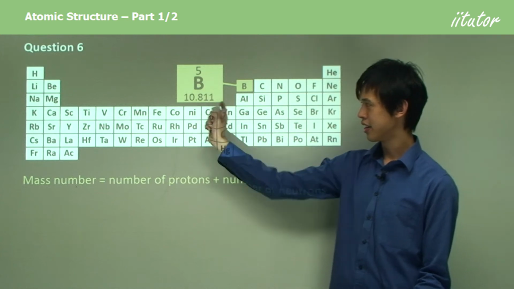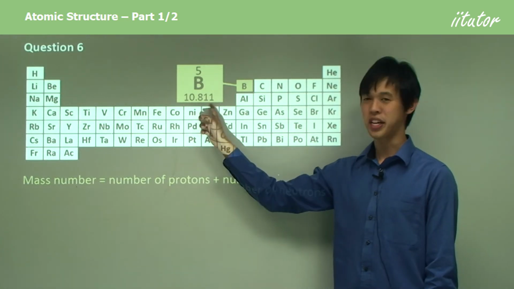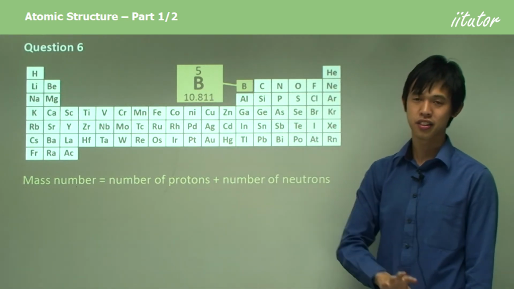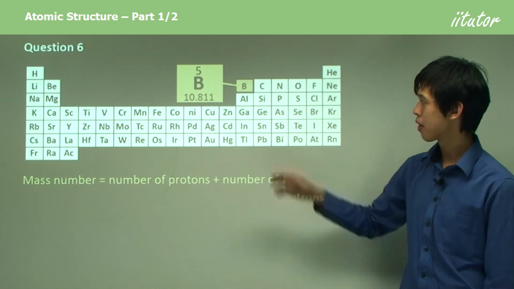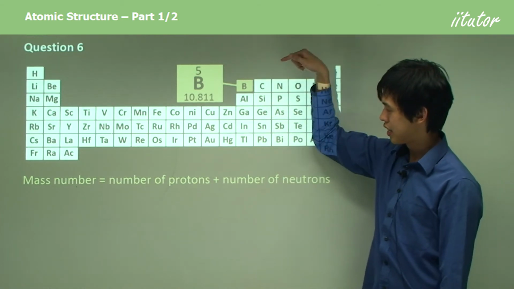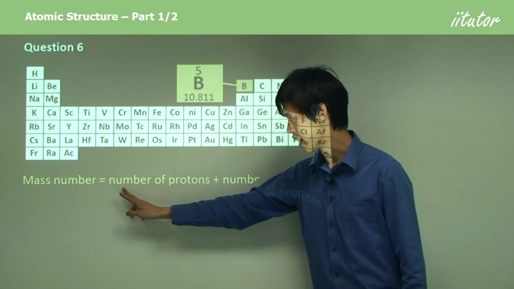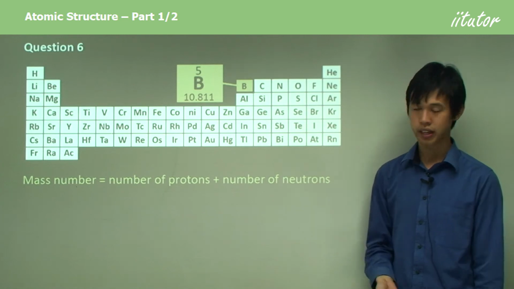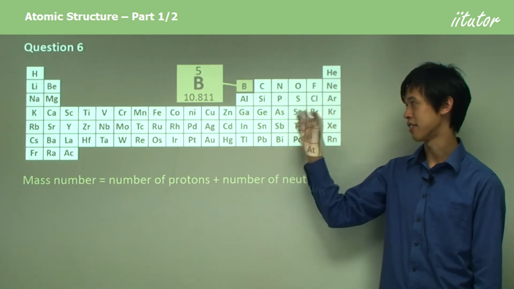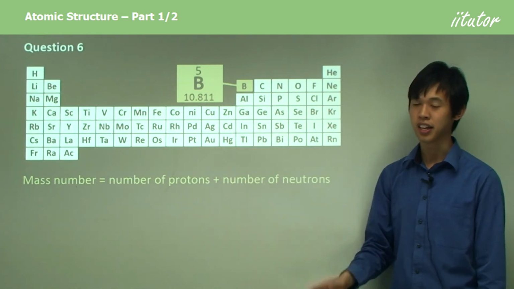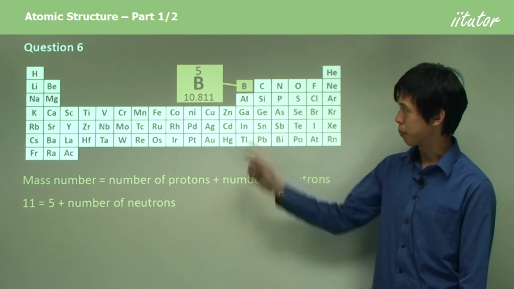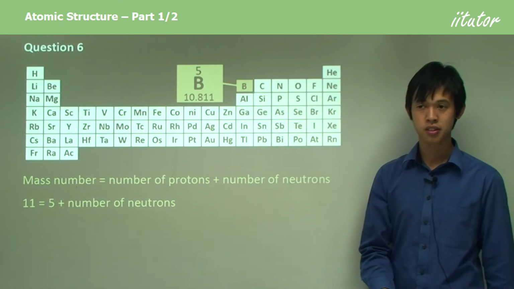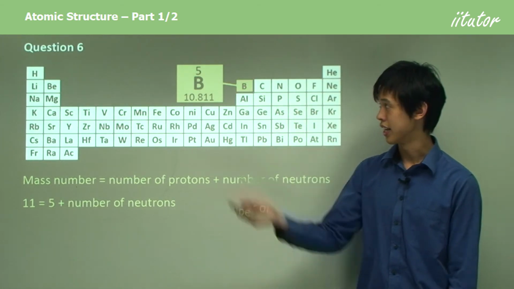You can see this atomic mass is pretty close to 11, and there's a reason why it's different, but we'll cover that in future lessons. So boron is here, and the mass number is the number of protons plus the number of neutrons. If you're with me so far, this is okay, because we're just looking at our periodic table now, nothing fancy.